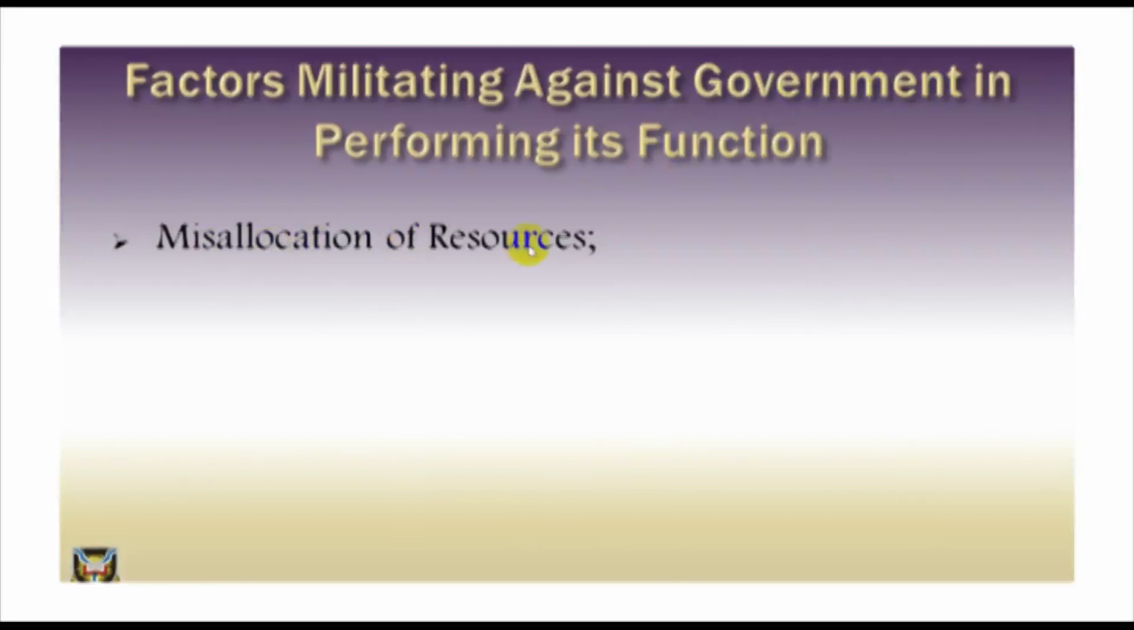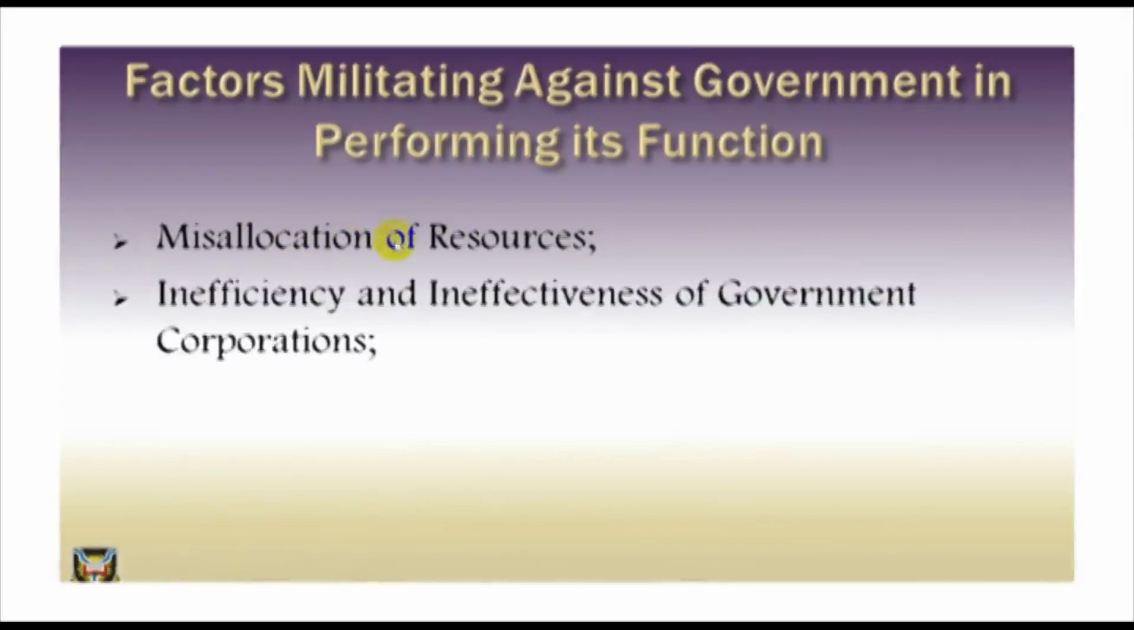Factors militating against government in performing its functions. In spite of the importance of government roles in the economy, there are some factors that are militating against government in performing its functions. These are: 1. Misallocation of resources. Government's economic programs are not always successful in correcting market failures. Just as markets fail to produce the right amount of certain kinds of goods and services, the government spends too much on some sectors of the economy and little on others, which does not make government achieve the desired result.